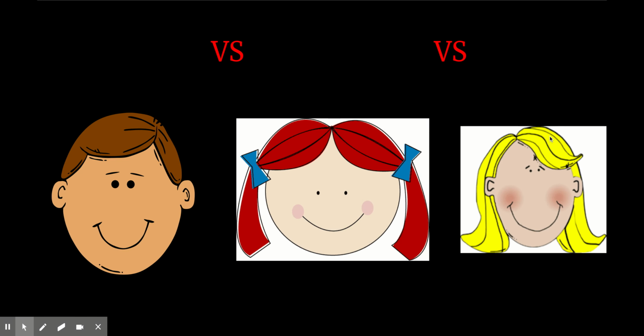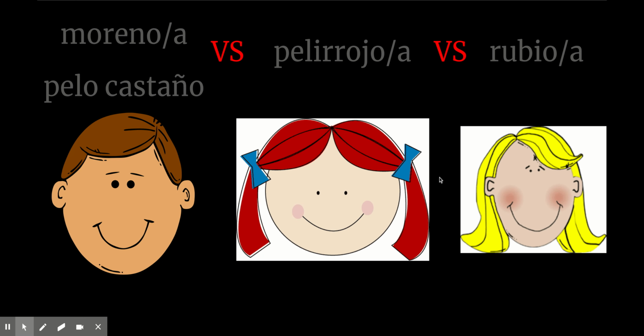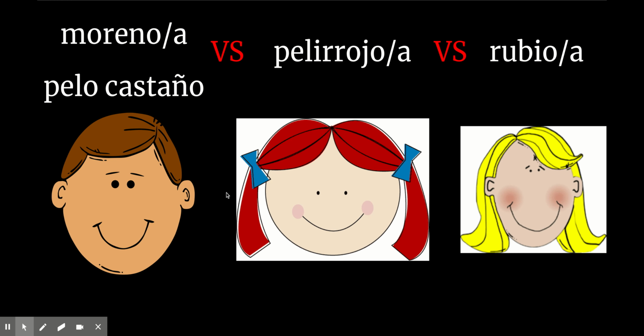Moving on. Okay, if you want to describe what kind of hair you got, describing your physical characteristics a little bit. We have three types here. We have moreno, morena, o pelo castaño, which I'll get into the difference there. Pelirrojo, two R's, versus rubio or rubia, okay? First up on the left, we have moreno o morena, pelo castaño, okay? There's two different ways you could say dark-haired, okay?